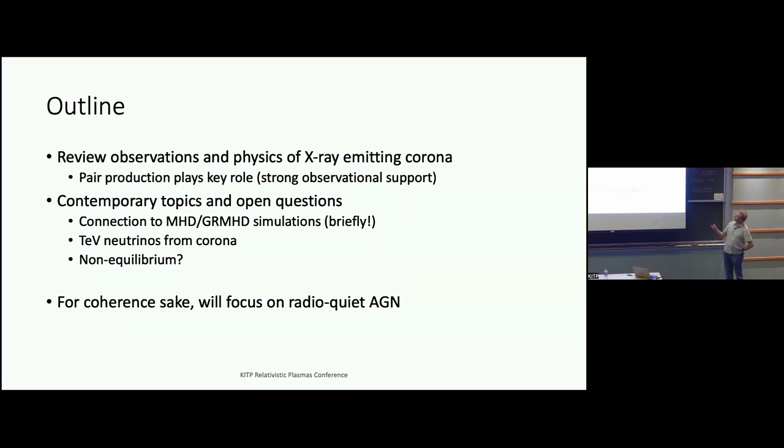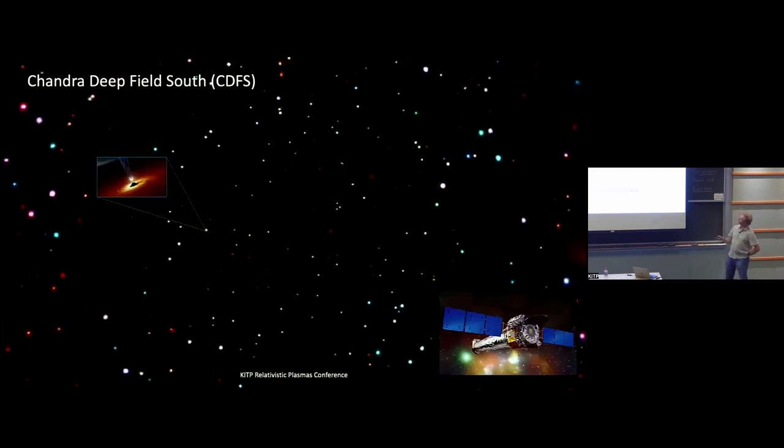Okay, so let's jump straight in. A fundamental fact of accreting black holes is they emit X-rays. If you just point the Chandra X-ray Observatory, which is our premier sensitive X-ray observatory, at a blank patch of sky, you see this bunch of stars. They're not stars. Every object here is an accreting supermassive black hole, so it's an active galaxy, an AGN.